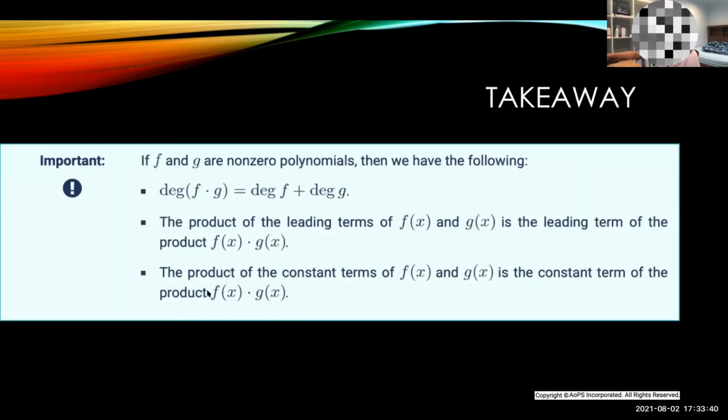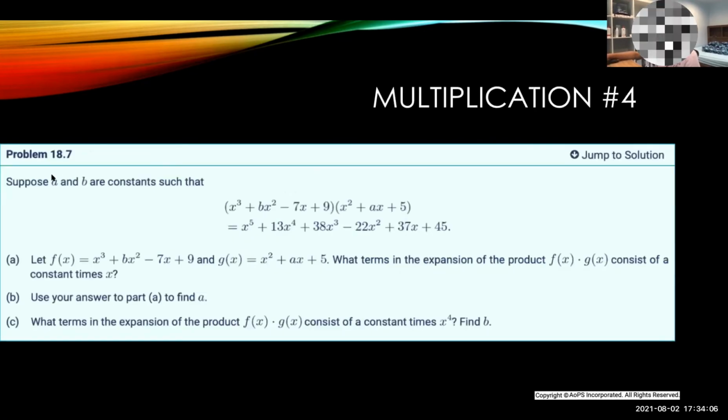So the important takeaways from this: the degree of f of x times g of x is the highest degree from f and g added together, and the product of f of x and g of x is going to have the product of the leading terms as its leading term. So you guys solve this problem, and we'll be back in 5 minutes.